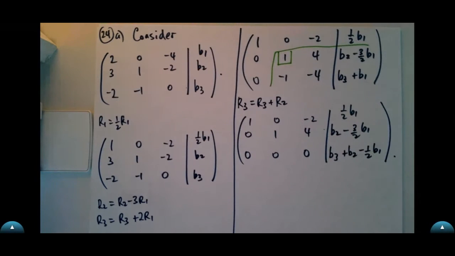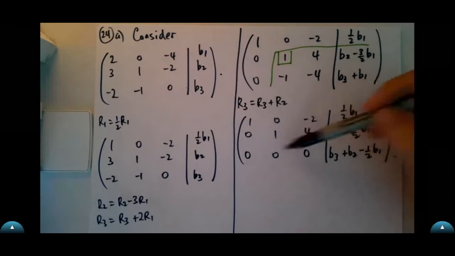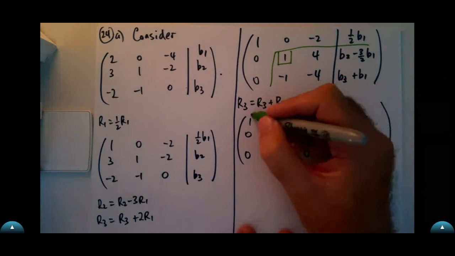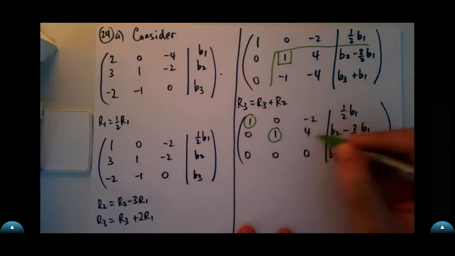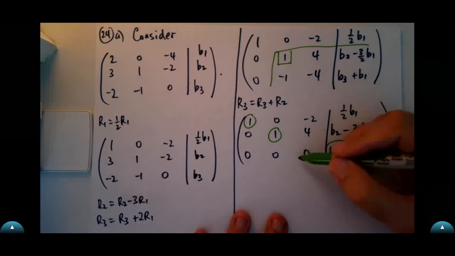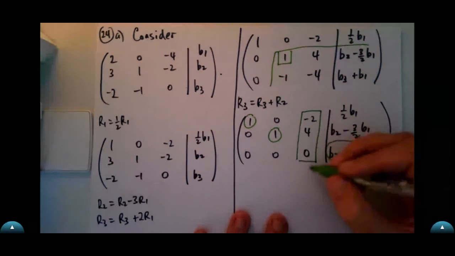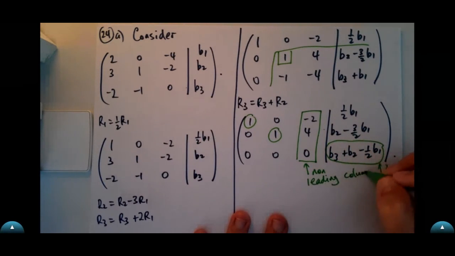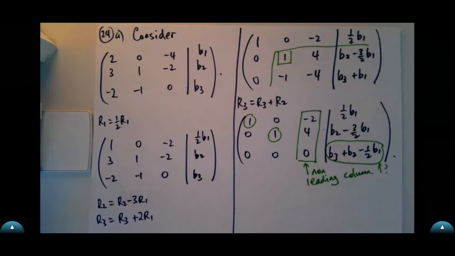All right, so now we've finished our analysis. This is in row echelon form. So let's look. There's a leading entry for row 1. There's a leading entry for row 2. Row 3, depending on what the value of this is, could be a leading entry. And this has nothing, so this is a non-leading column.